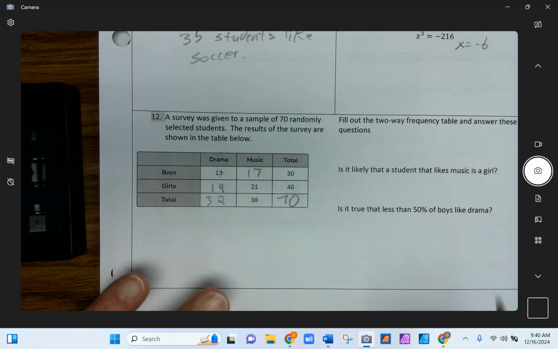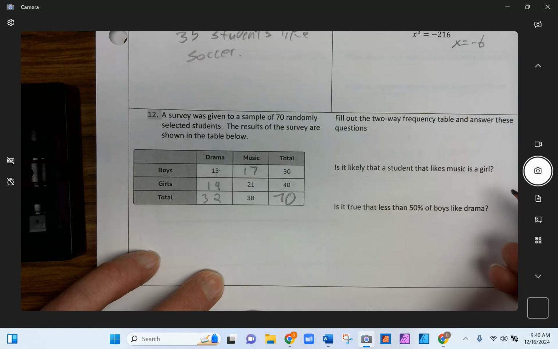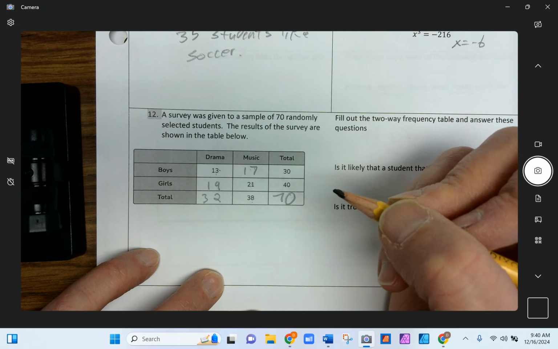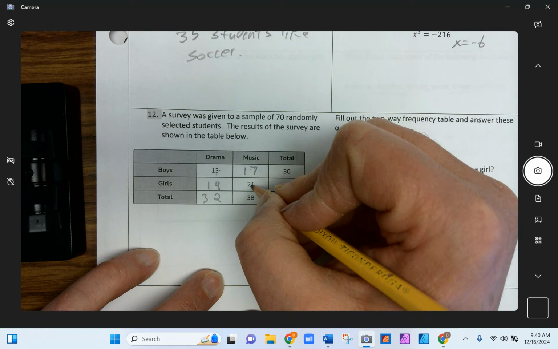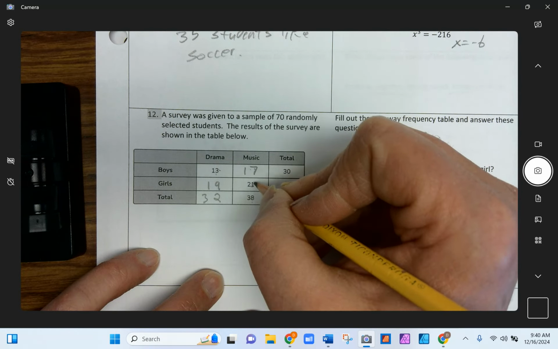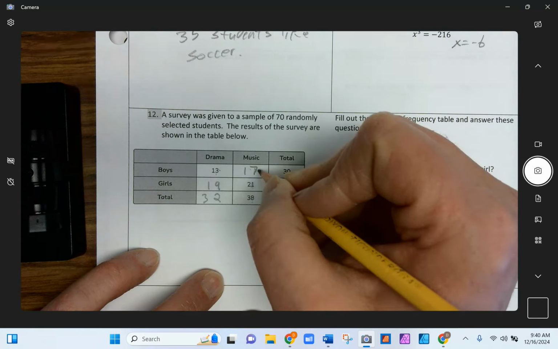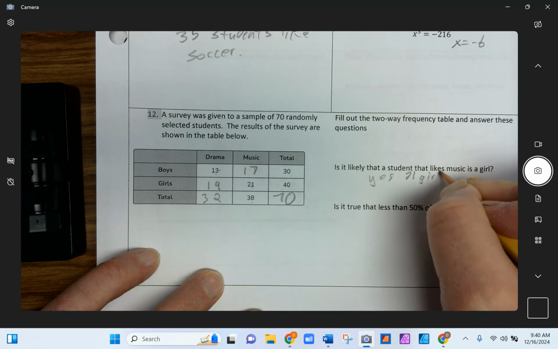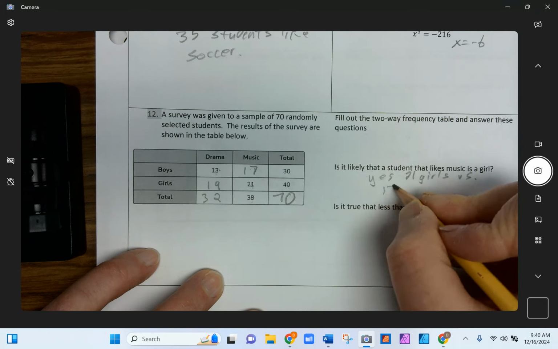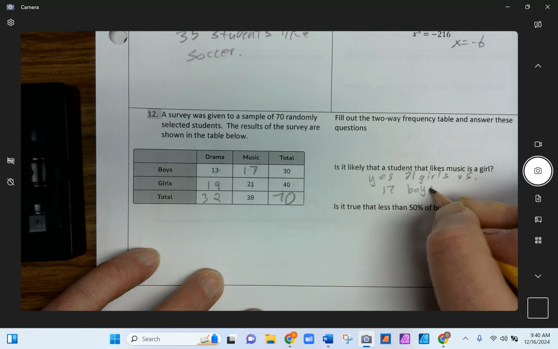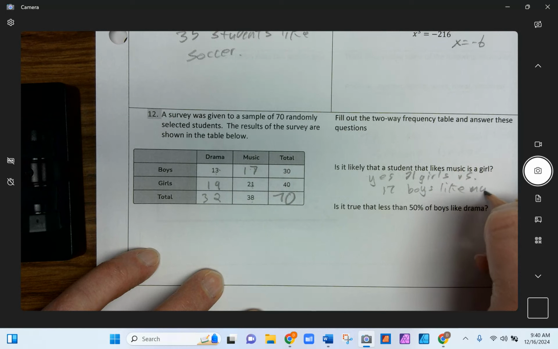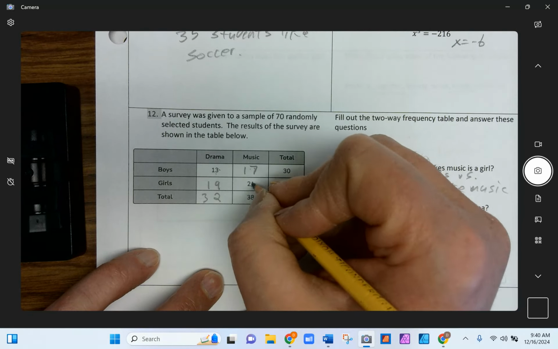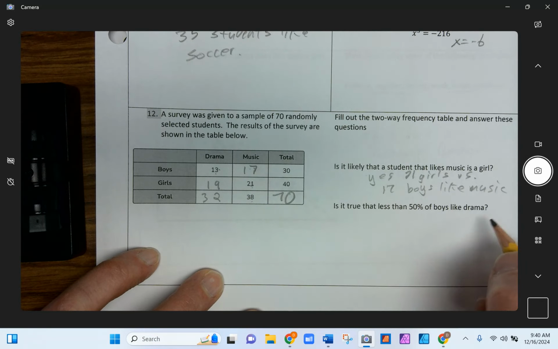Okay. Is it likely that a student that likes music is a girl? So we're looking at this column right here. And we compare 21 to 17. There are more girls that like music than boys. So yes, 21 girls versus 17 boys like music. So if you were looking at just the students who liked music, more of them are girls than boys.